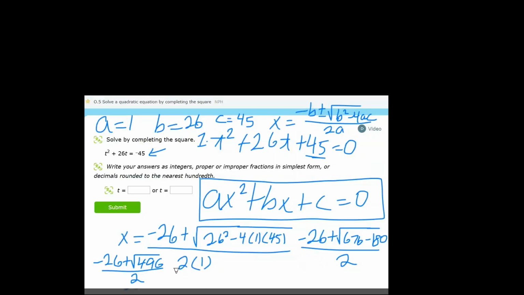And if you put that into a calculator, you should get negative 1.864. Because we want to round to the nearest hundredths, we're going to look at our hundredths place, look to our right-door neighbor. Because it's 4 or lower, we keep our 6. So negative 1.86 is one of our solutions. And for the other solution, every time where you see a plus, you're going to replace it with the subtraction symbol.